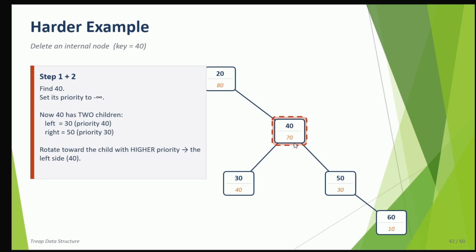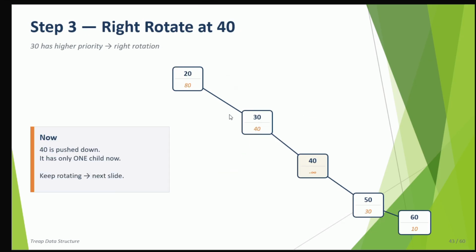After setting the priority value as -infinity, we see that 40 has 2 children. One is 30, one is 50. The left child 30 has priority value 40 and the right child 50 has priority value 30. So here the priority value of the left child is higher than the priority value of the right child. So we will perform a right rotation here so that the node with the highest priority value moves up and this node moves down. So here, after performing a right rotation, 30 goes up and 40 goes down.